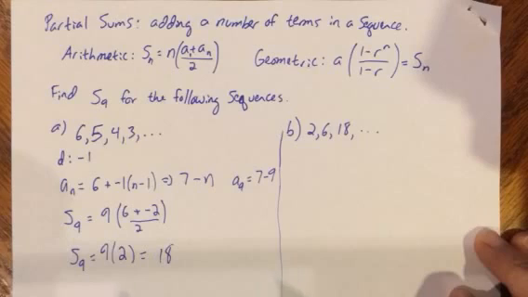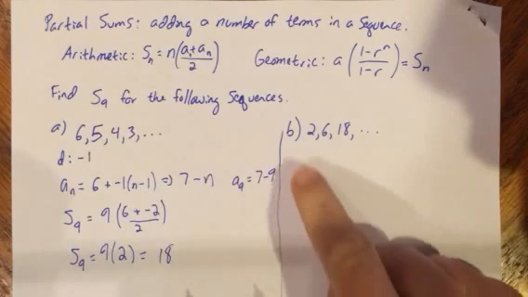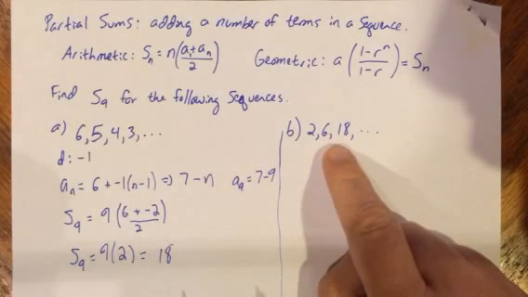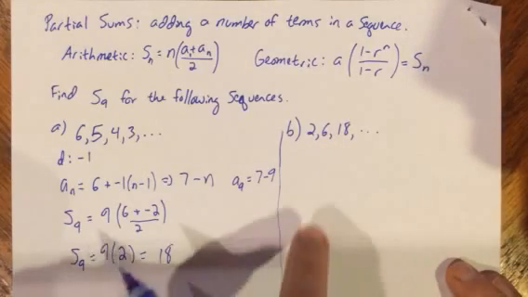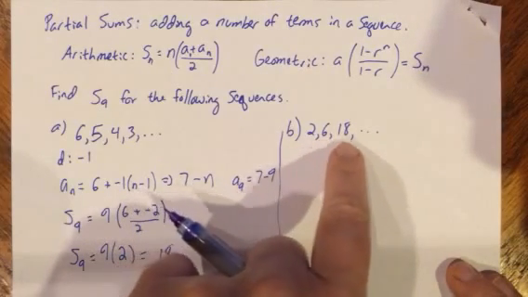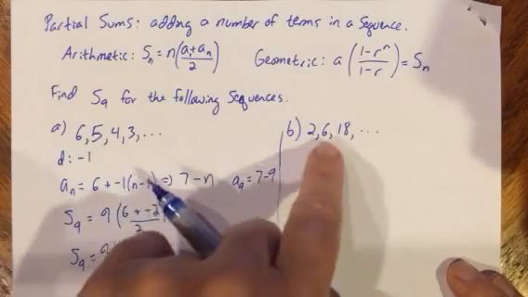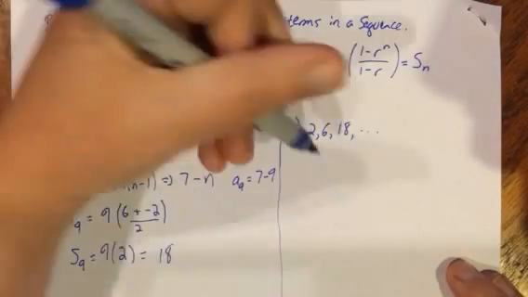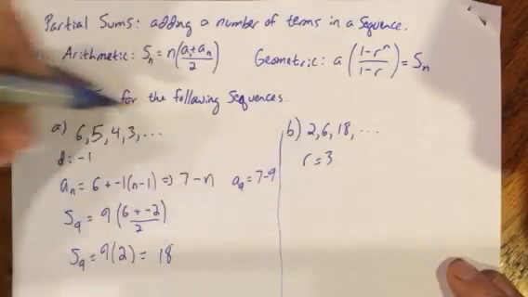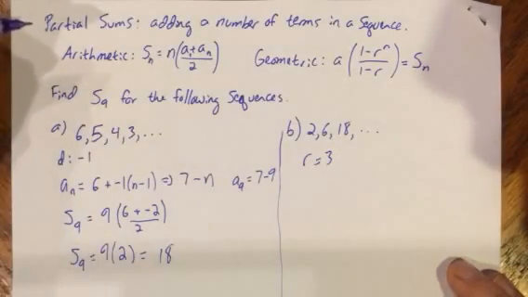So the next one. 2 to 6 would be a difference of 4. 6 to 18 would be a difference of 12. So it's not arithmetic. So let's see if it's geometric. So 2 times 3 would give me 6. 6 times 3 would give me 18. And again, if I looked at the ratio, 6 over 2 is 3. 18 over 6 is 3. So my ratio is 3. So this one is geometric.